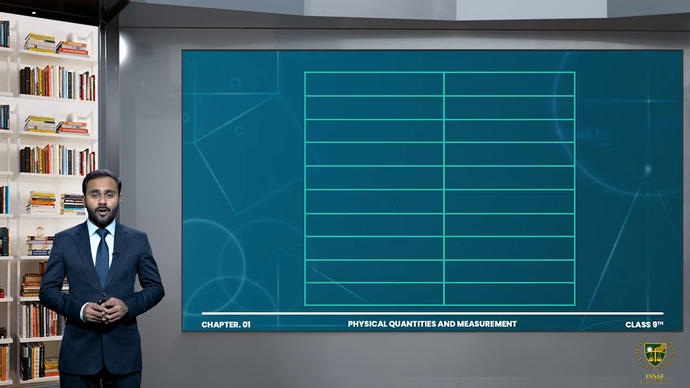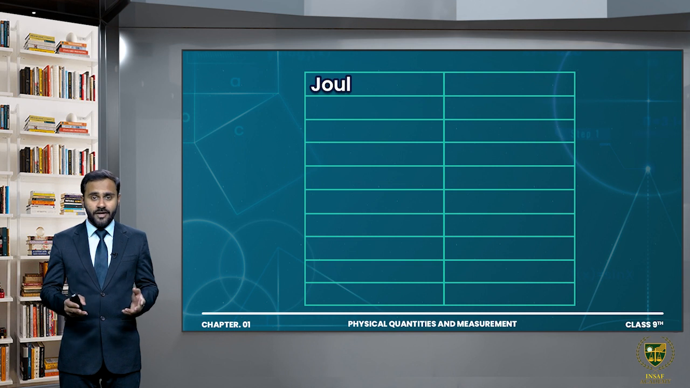So first of all, joule. Joule is the unit of energy. Energy itself is a derived quantity, so ye unit bhi derived unit kehlayega.